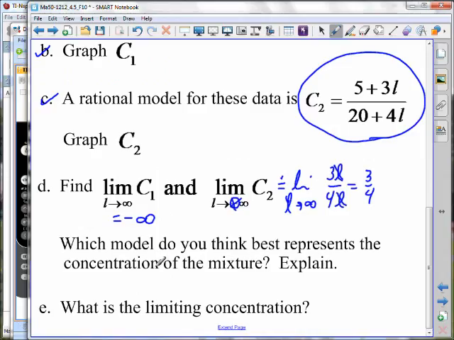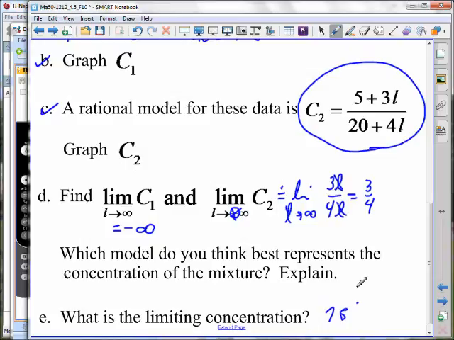Okay. What's the limiting concentration? 75%. It's going to, down the road or eventually it's going to be 75%. Okay. You okay? That concludes the work that we have in this section.